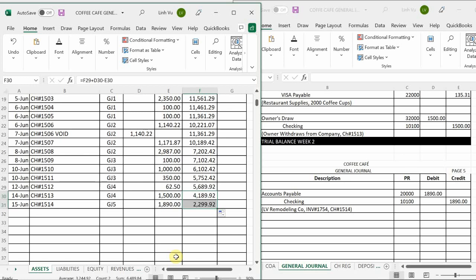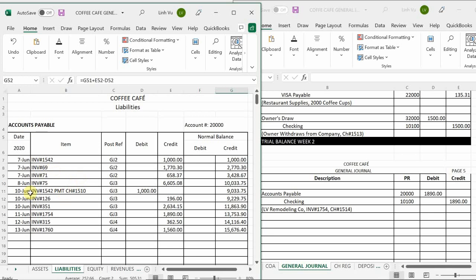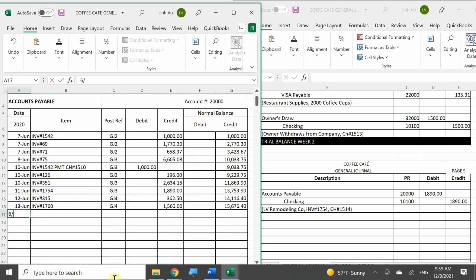Sorry, I was trying to follow along. Do we still have to do the accounts payable? Correct. The other side? Good. We've got to balance it out by making sure that we debit our accounts payable. With invoice number 1754. Okay. And then for post reference, General Journal 5, with the credit side at 1,890.